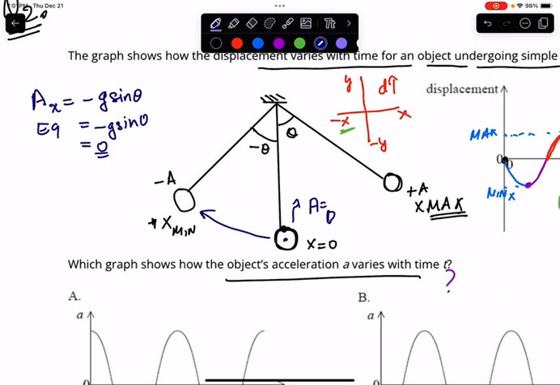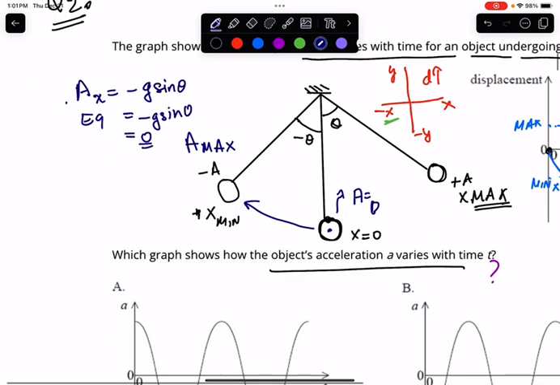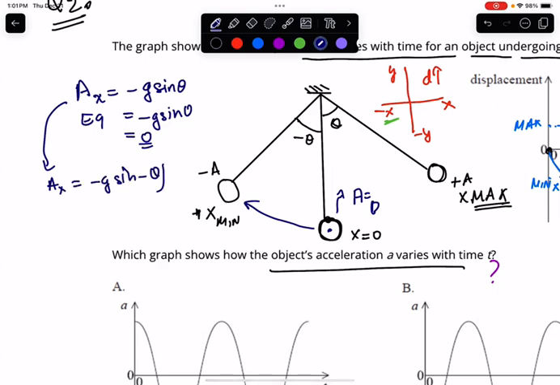Then the pendulum goes to the left, and we know that at the left amplitude you have maximum acceleration. The reason is that once again the acceleration is negative g sine of theta, and when you go to this minimum amplitude, the acceleration in the x direction is negative g sine of negative theta, and this just becomes g sine of theta because sine of negative theta is negative sine theta. So therefore, at the negative amplitude, you have max acceleration. So you go from 0 acceleration to maximum acceleration, right?